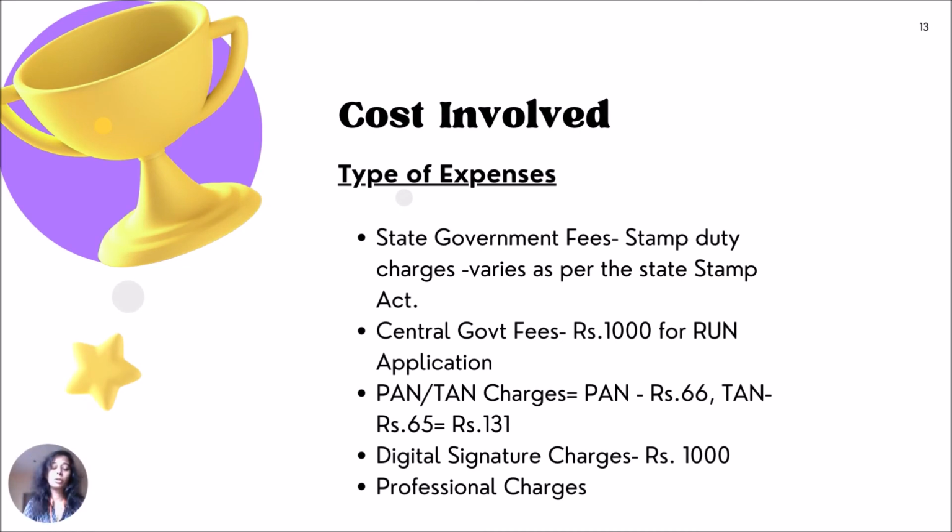Next, the most important question which arises is, what is the cost involved in incorporating a private limited company? The type of expenses involved in incorporating a private limited company: one, state government fees. State government fees is the stamp duty charges which we need to pay on the MOA and AOA, which will vary as per the State Stamp Act. Secondly, the cost involved with central government fees: in case you are going for a RUN application form, 1,000 rupees you need to pay. In case you don't opt for a RUN application, you need not pay these charges.